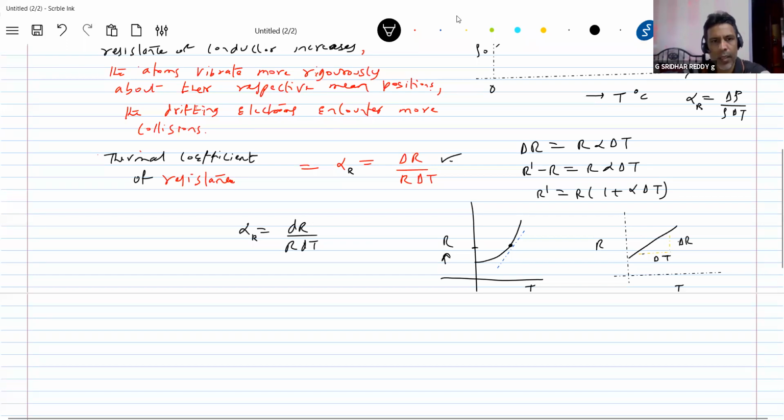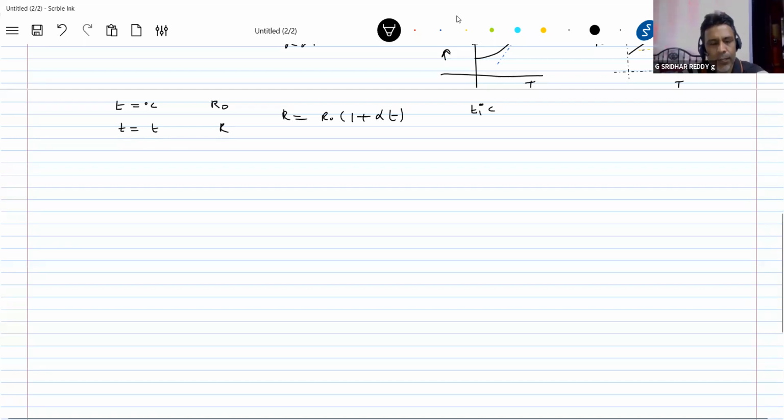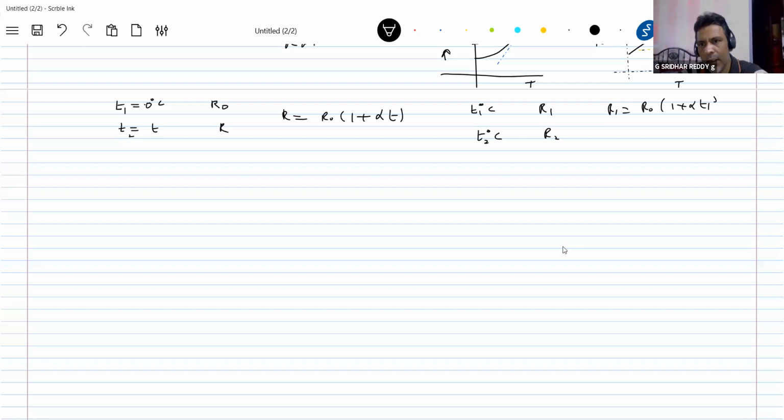Or if at temperature 0 degrees Celsius the resistance is, say, R naught, and at any temperature the resistance is R, then the formula will be R equal to R naught into 1 plus alpha T. If at T1 degrees Celsius the resistance is R1, and at T2 degrees Celsius the resistance is R2, how do we find out? So R1 is equal to R naught into 1 plus alpha T1. R2 is equal to R naught into 1 plus alpha T2. Is that okay? Basic thing.